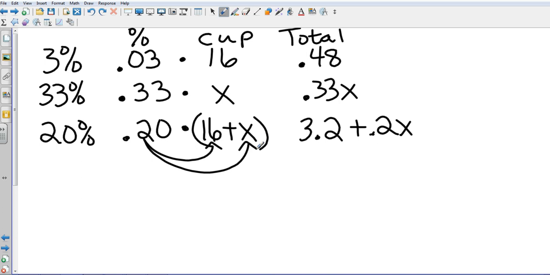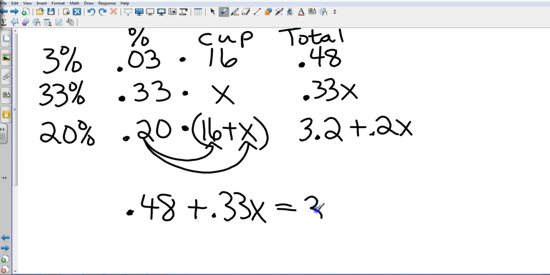Again, if I'm taking this punch and I'm putting them together, what am I doing? Adding, subtracting, multiplying, or dividing? Adding. So I'm going to add the totals of the first 2 punches. And I'm going to set it equal to what? 3.2 plus 0.2x. That's the combined punch. Okay? This plus this equals combination.